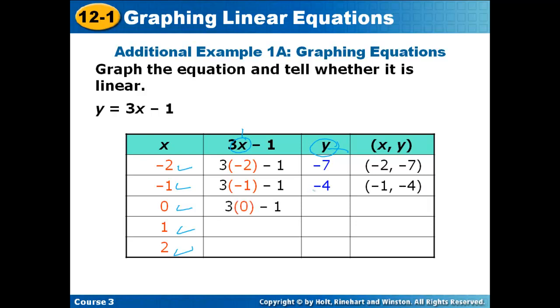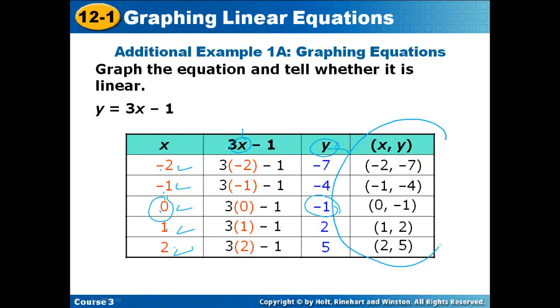Then 3 multiplied by 0 is 0, and 0 minus 1 equals -1. So our point will be x with 0, y with -1, so we'll put (0, -1). And we will continue like this. So now how many points do I have here? I have 1, 2, 3, 4, 5 points. Let's graph these points.